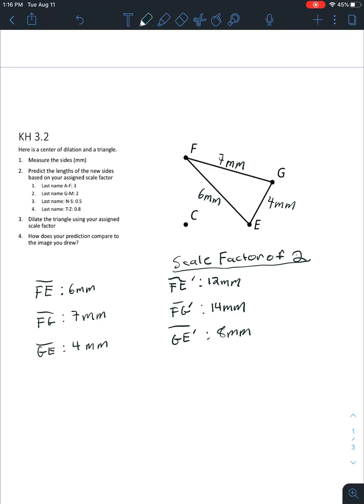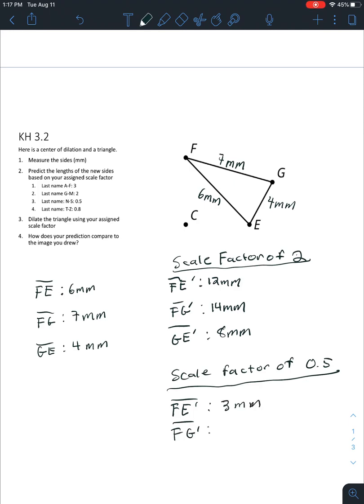Let's try a scale factor of 0.5. F prime E would be half of 6, so that would be 3. FG would be 3.5. And G prime E would be 2.